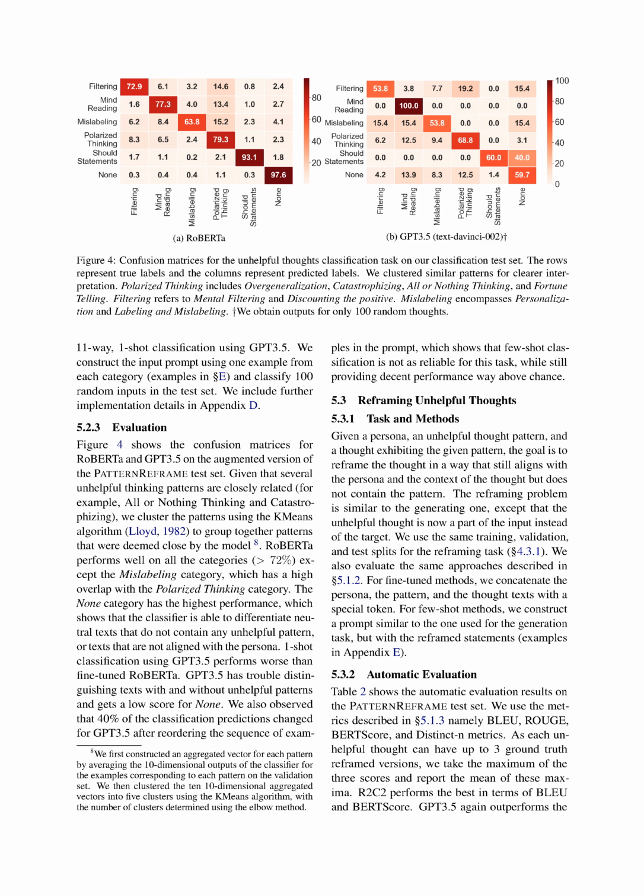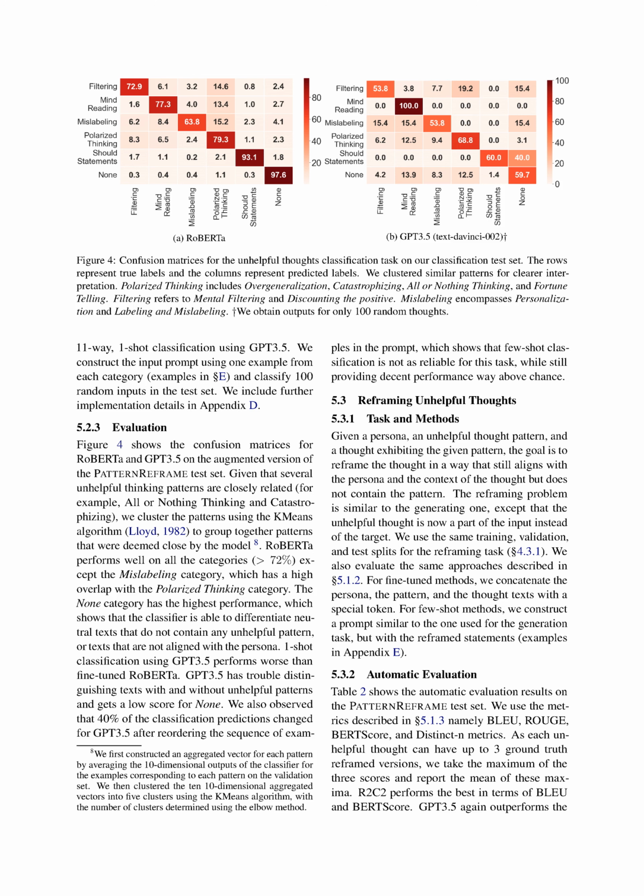Section 5.3.1, Task and Methods. In Section 5.3.1, we discuss the task and methods used. The objective is to rephrase a thought, which is based on a specific persona and an unhelpful thought pattern, in a way that aligns with the persona and the context, but without the unhelpful pattern. This reframing task is similar to the generation task, but the unhelpful thought is now part of the input, not the target. We use the same training, validation, and testing splits for this task.